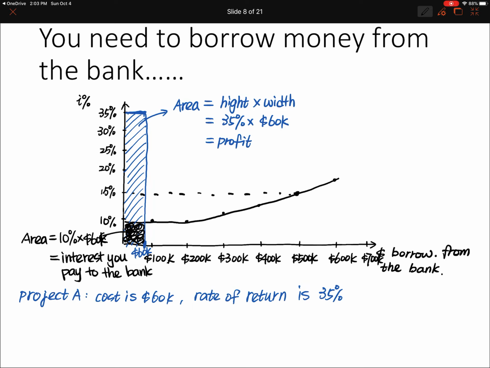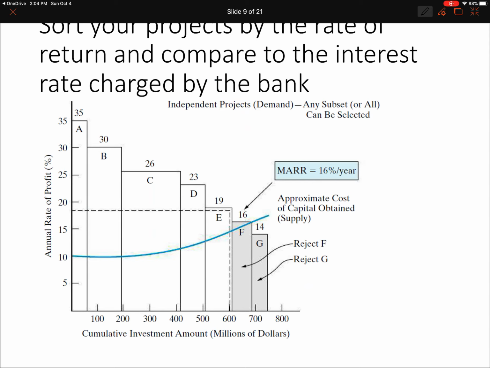All right, so we said if your profit can cover your payback, that means it's a good project, right? Obviously, this blue rectangle's area is much bigger than the black rectangle, which means project A is something you can say yes to. This is a way to compare your interest rate and the bank's interest rate, to see if your rate of return is higher than that.